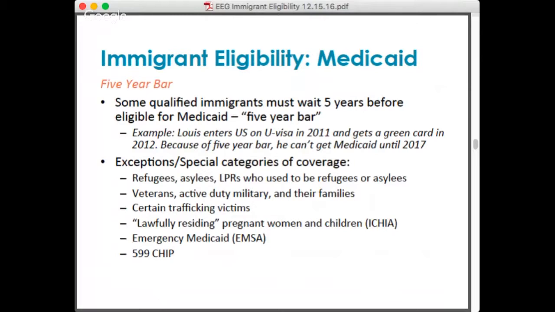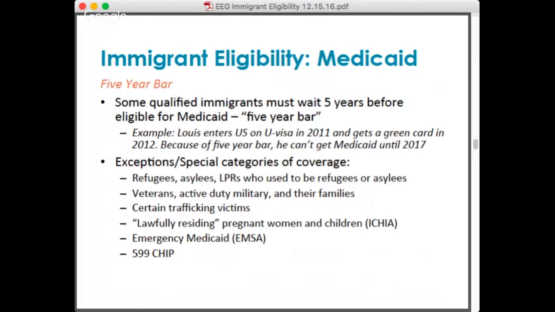Lewis enters the US on a U visa in 2011 and gets a green card in 2012. Because of the 5-year bar, even though he's a qualified immigrant and lawfully present in the US, he can't get Medicaid until 2017 after that 5-year period. There are some exceptions to the 5-year bar, and we'll walk through a handful of those in more detail. But some people have a qualified immigration status.